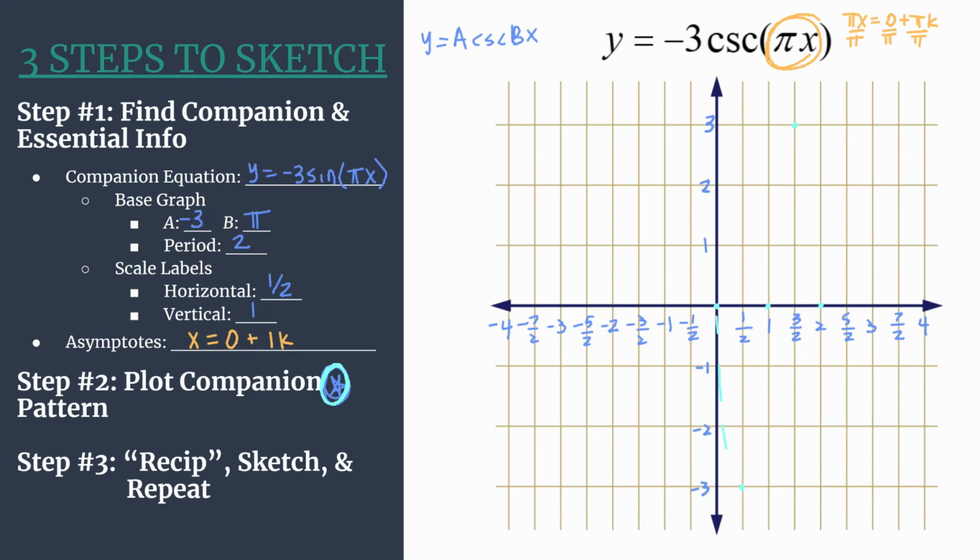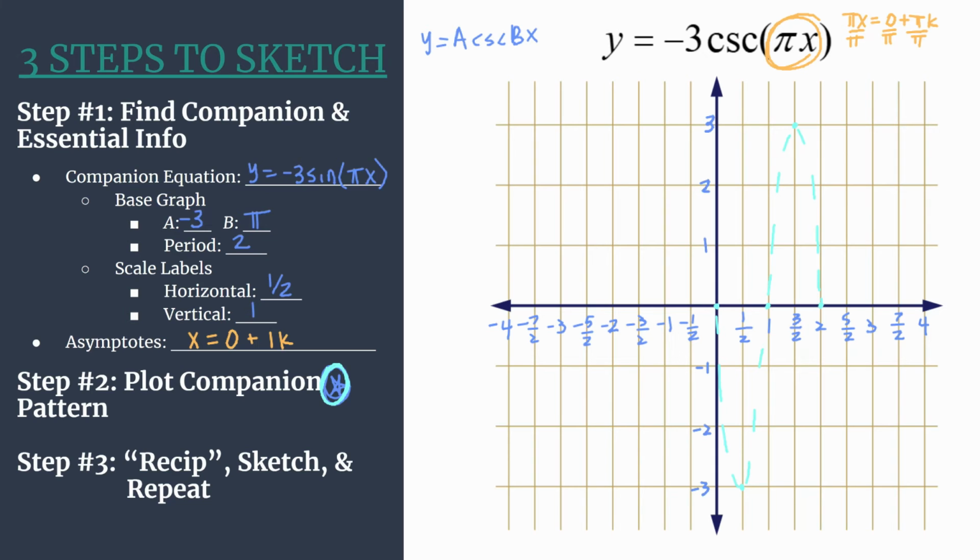So here we've graphed the companion equation, and I'm just doing this lightly, again in my light blue here, to show you that we've essentially graphed a reasonably advanced sine equation, y equals -3 sine of pi x.